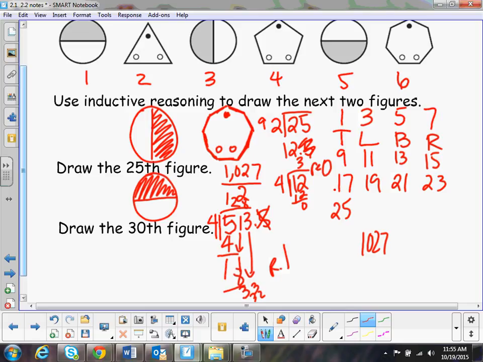Yeah, good job. Okay, so he said if you're dealing with the thousands and the 2,000s and the 3,000s, you can just get rid of that and work with the 27. Okay? All right, and the 30th figure, 31's on, right? So don't expect y'all to draw that.